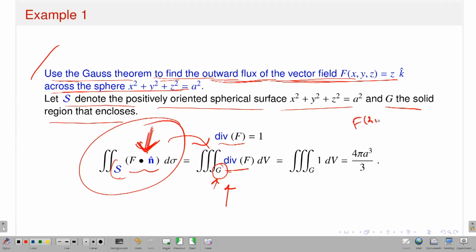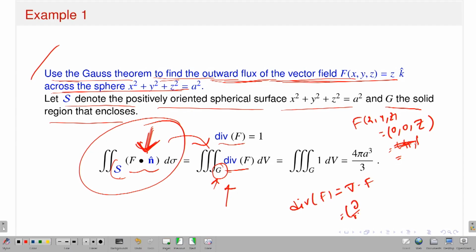What is your capital F? This is x comma y comma z, and what is this? This is 0 comma 0 comma z. So this is your vector field. You have to calculate the divergence. What is the divergence of F? That I have already discussed when I talked about divergence, curl, that kind of things. Therefore you have to just take the dot product with F, if you remember.